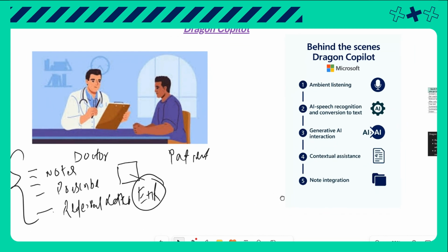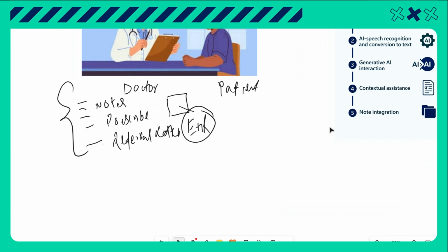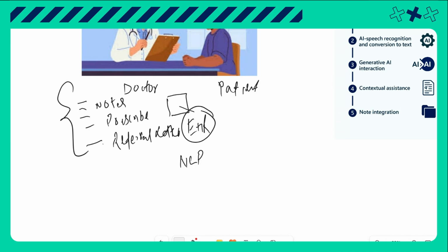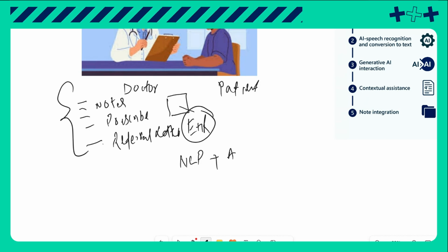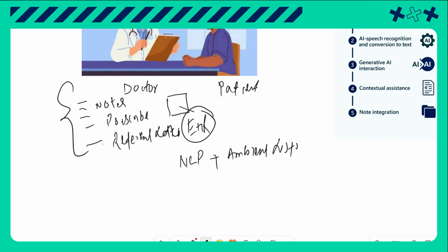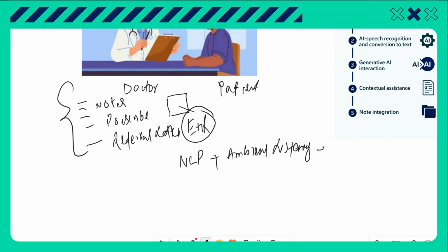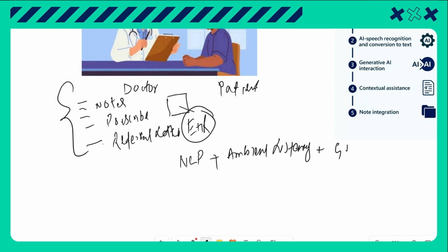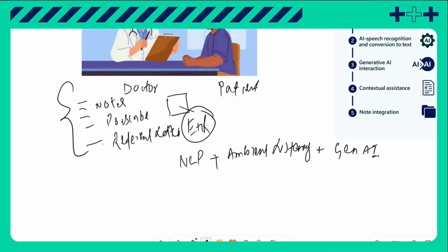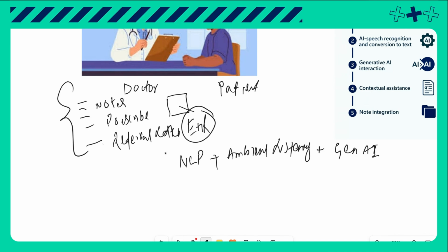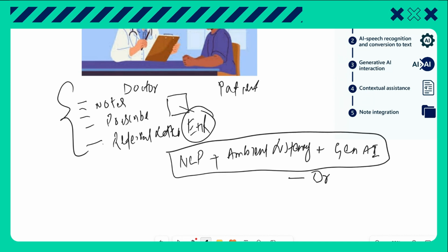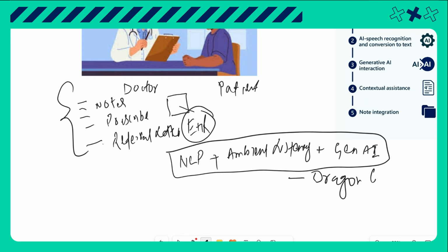Now, if you look at the back end, Dragon Copilot is utilizing different technologies. It's utilizing natural language processing along with ambient listening plus generative AI, because it's going to generate, let's say, a form and integrate with other systems. So all these things are done by Dragon Copilot in the backend.